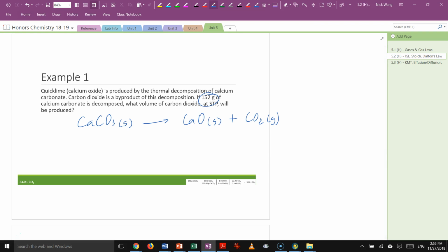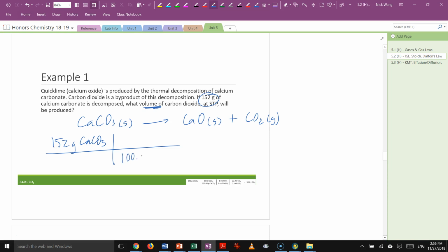We're being asked about the volume of carbon dioxide. The volume of carbon dioxide is dependent on how much calcium carbonate breaks down to generate it. So they're asking about information about CO2 while giving me information about CaCO3, and thankfully we have a balanced chemical equation that we can do that with. 152 grams is 152 grams of CaCO3. Of course, we want to relate 2 different substances, but we have to use coefficients, the mole amounts, and we can't do that using the mass here, so we've got to figure out the molar mass.